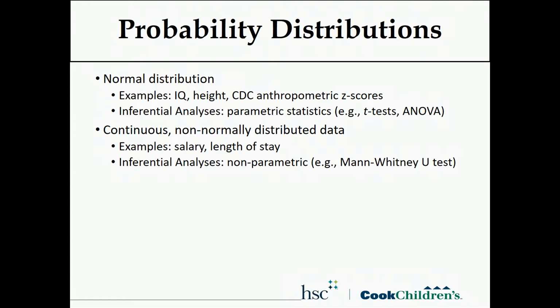You're comparing, for example, two mean values. If you wanted to compare the males' and females' heights, you would use a t-test. And you'd use an ANOVA if you had three categorical levels for a variable. Continuous non-normally distributed variables would be things like salary or length of stay. For those, you would use non-parametric statistics.